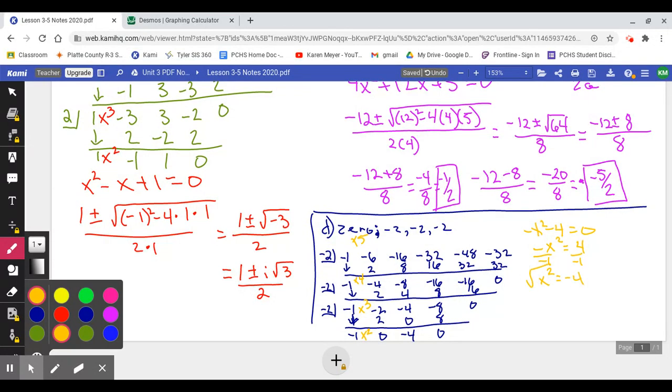Opposite of squaring is take square roots. When you take the square root of both sides, you have to have plus or minus. Square root of 4 is 2, and because there is an i under there, that means it's an imaginary. So my missing 2 zeros are plus or minus 2i.